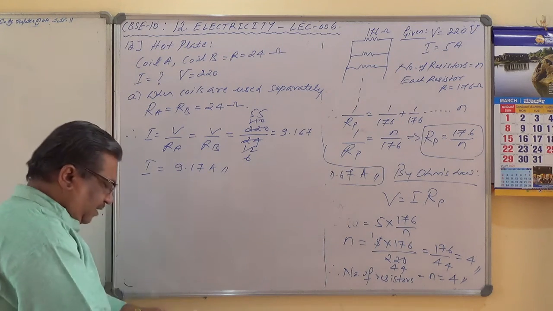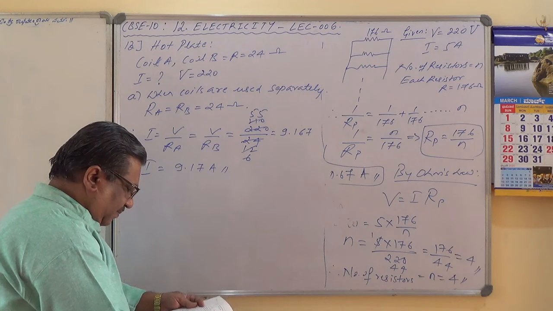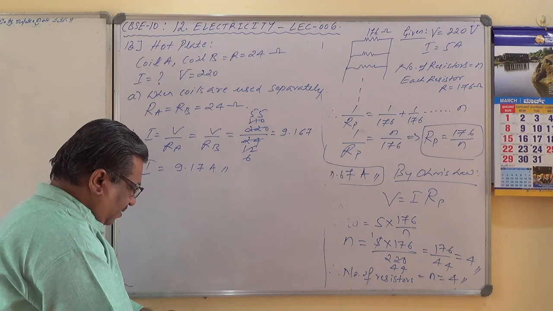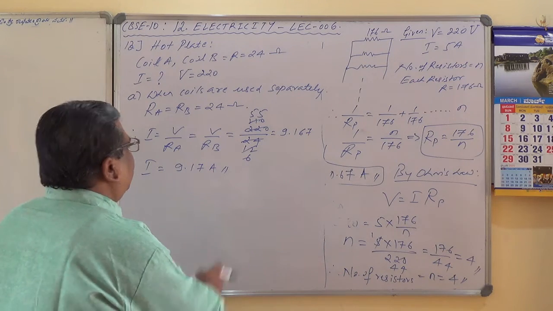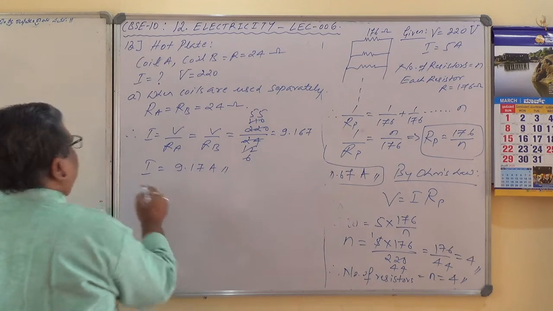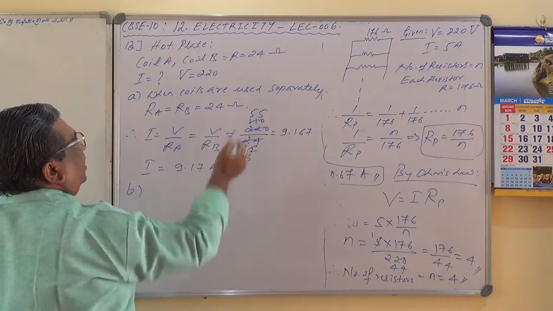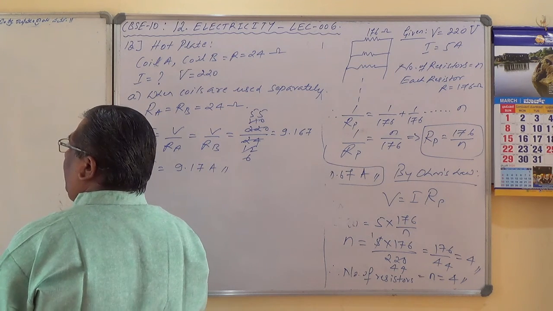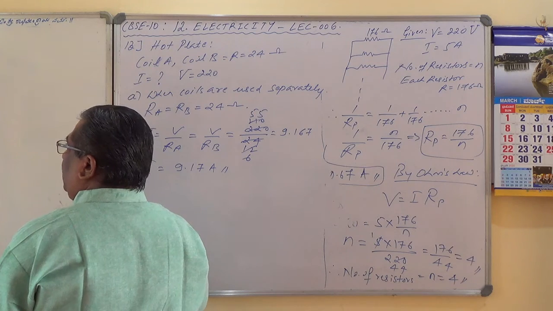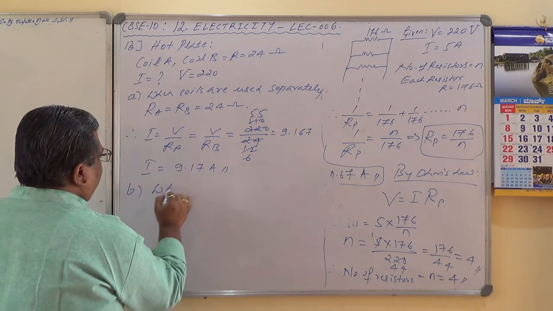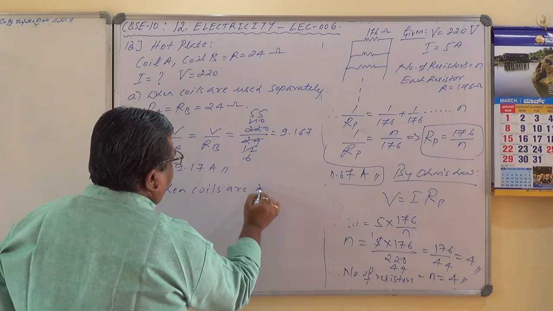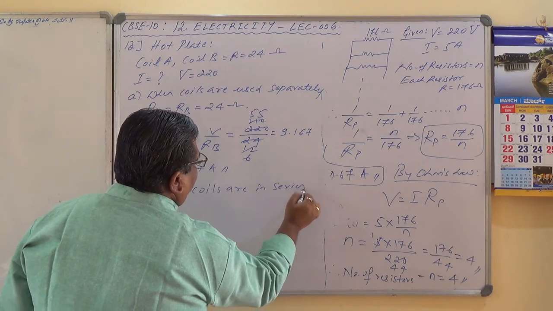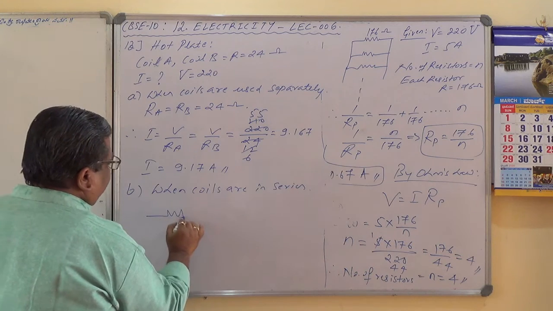Let me check. 13th one, 9.17. Okay, correct. Case B, when the coils are connected in series. When coils are connected in series, that means this is how it is connected.